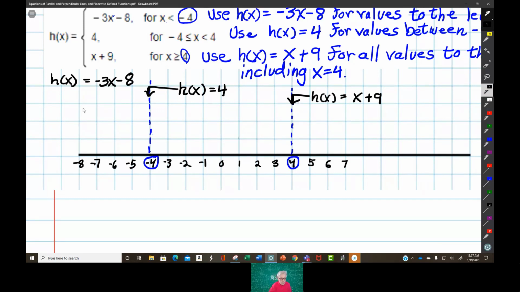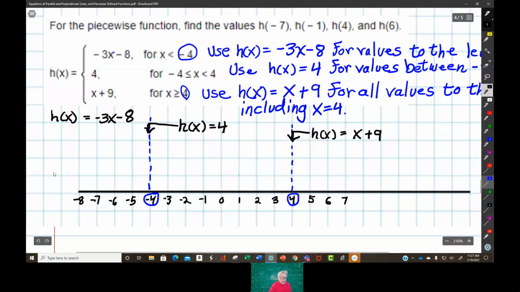So, now what are they wanting? H of -7, H of -1, H of 4, and H of 6. And I need to uncircle -4 because they're not asking for H of -4. Okay.